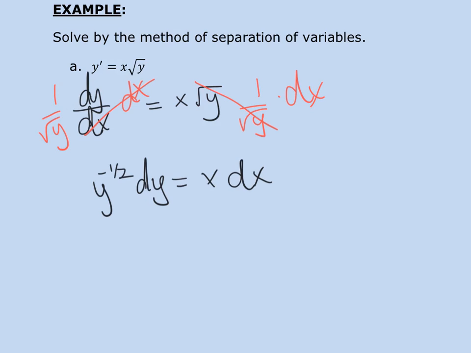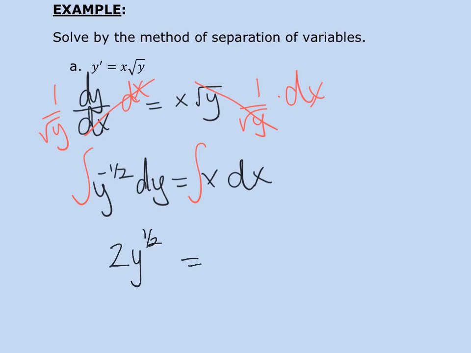Now we're going to integrate the left and the right. On the left-hand side, I'm going to get y. I'm going to add 1 to the negative 1/2, and I get a positive 1/2. And then I need to divide by that 1/2. So I'm going to take the y raised to the 1/2 and divide by 1/2. That ends up doing a multiplication by 2.